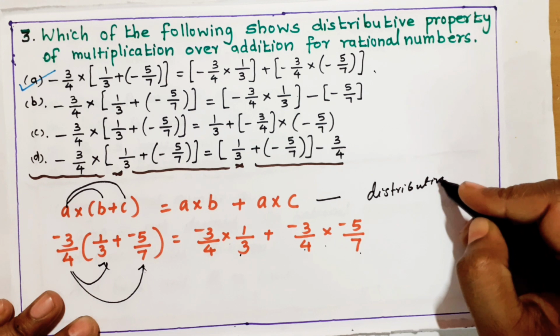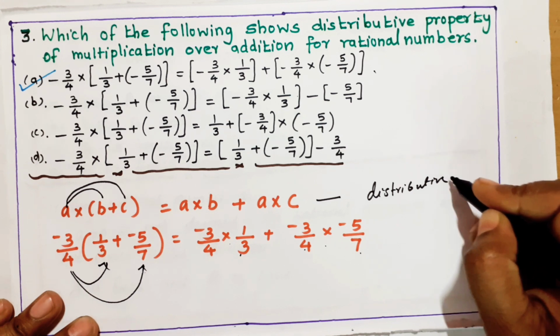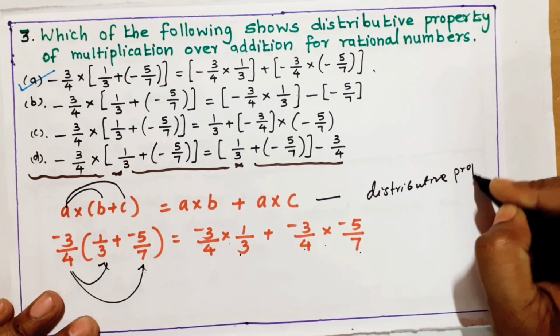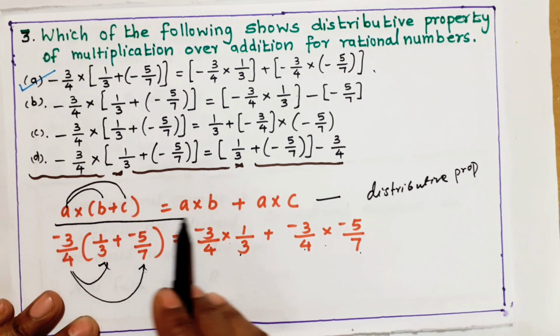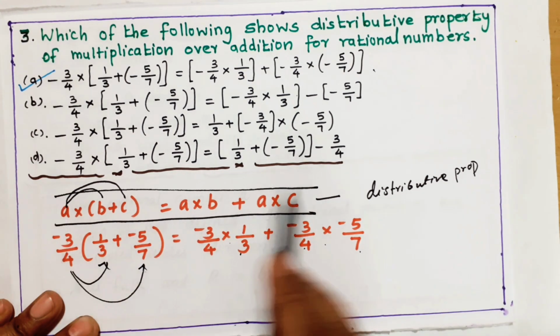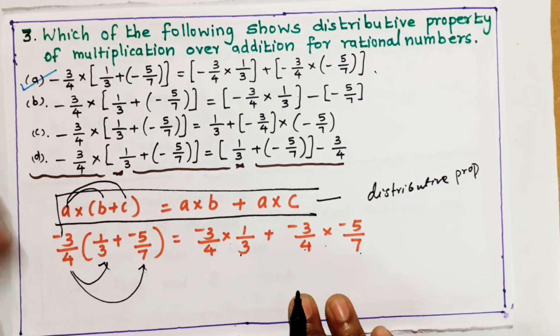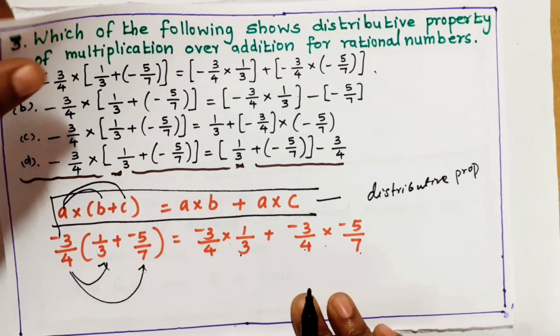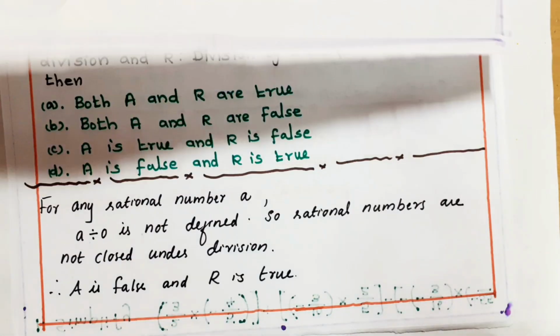So distributive property means you have to remember this formula. A into (b plus c), we can write it as a into b plus a into c.